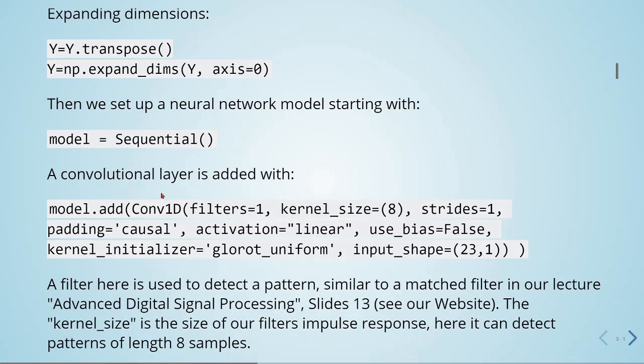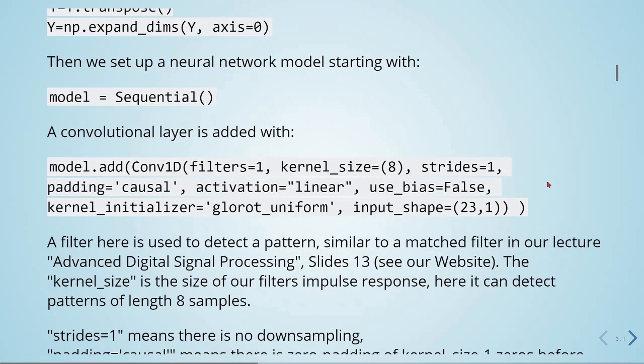So we will use sequential, then we will add a convolutional layer. This is how we do it. We define a model using sequential, and we add this Convolution1D. So we will have 1 filter. The size of this filter is equal to 8. Stride equals 1. We will use causal, as we saw before. We will choose linear activation, and we will not use a bias. We will initialize our weights using the Glorot uniform initializer, and we need to pass the input shape. So the input shape is a vector 23 and 1.